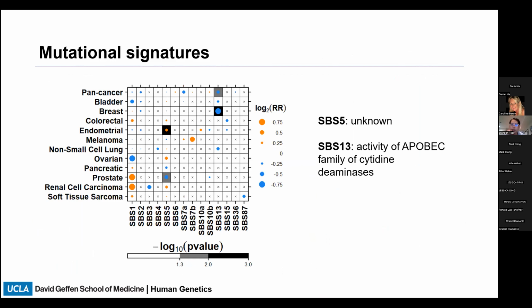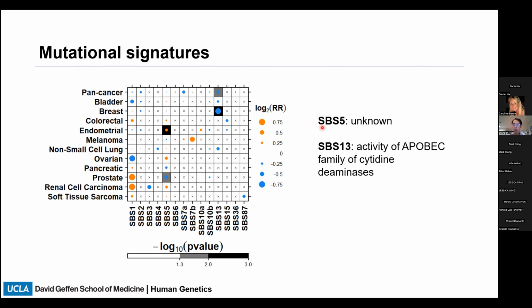This is the last piece of data I'll show today. This is a dot map showing the risk ratio for the COSMIC mutation signatures. So the risk ratio is evaluating the number of exercisers within each cancer type that have had a call for one of these mutational signatures. So for example, in endometrial cancer, exercise had a higher risk ratio for SBS5, while in prostate cancer, exercise had a lower risk ratio for SBS5.